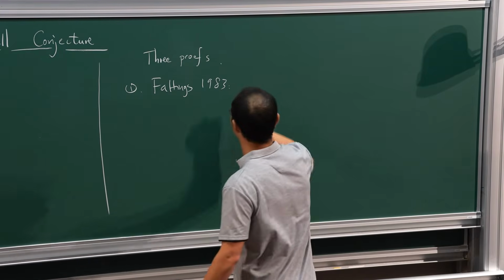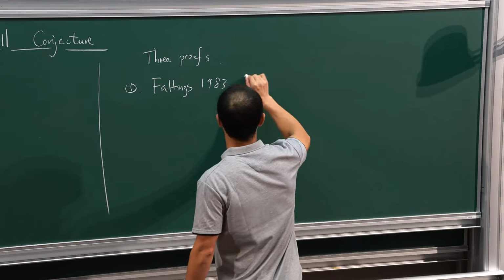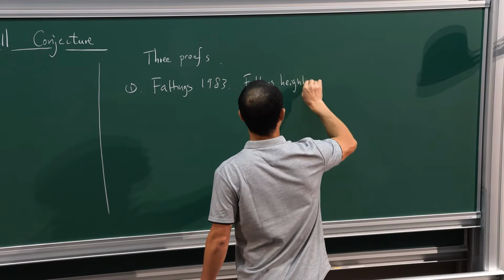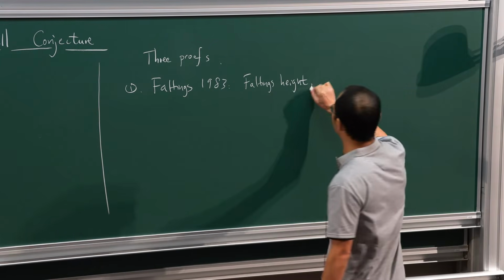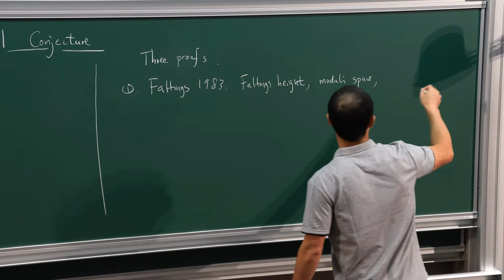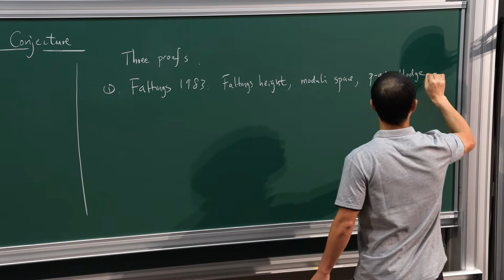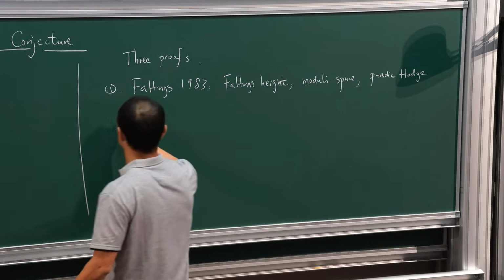The most important ones to me is his introduction of the Faltings height. Use it to count abelian varieties or curves with fixed ramification set, a bad reduction set. And also he connects it to moduli space. And also he uses p-adic Hodge theory, this Hodge-Tate decomposition for Tate module of abelian varieties. So this is the first proof.